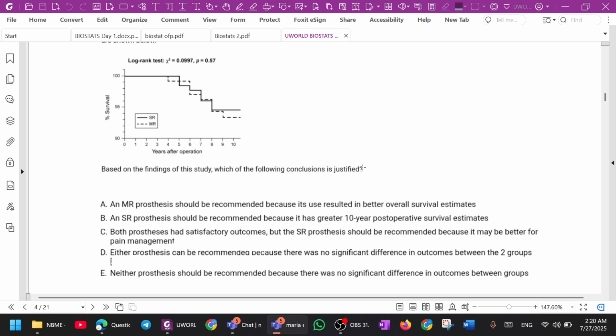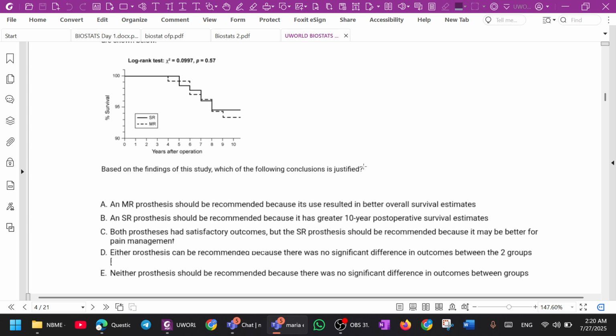If we look at the Kaplan-Meier curve, I don't know how to read it either, but the normal line, the SR one, and the other one, the dotted one, both start at the same place. This is the survival rate, and this is the years after operation. We are looking at 10-year postoperative. At 10 years, it seems that the SR is high up, so I'm guessing that means it has higher survival.